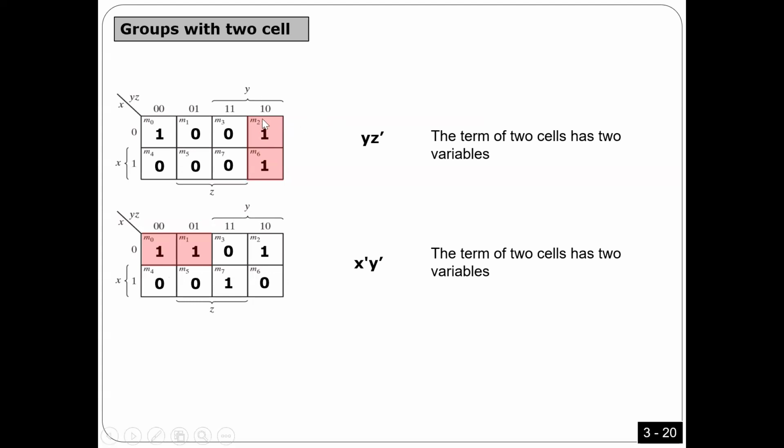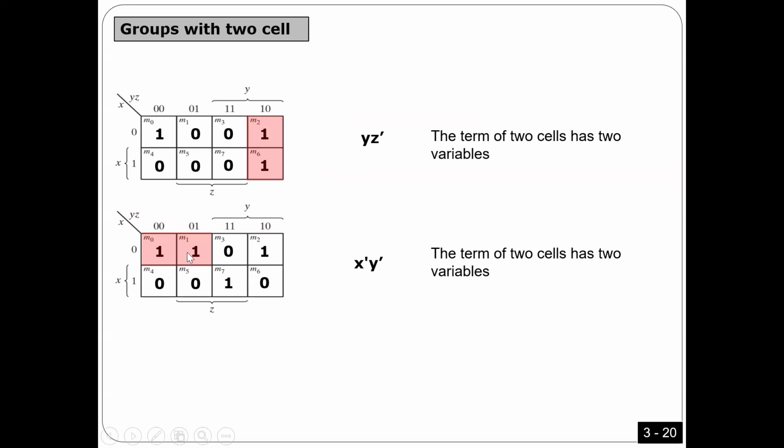Again, I'm gonna say it again. You look at these 2, they are in y, so I'm gonna write y. These 2 are in z prime, I'm gonna write z prime. But if you look at x, 1 in x, 1 in x prime. Half and half. In this case, I have to remove 1 term. When you have a group of 2, I should have 2 variables, not 3. So I have to remove 1 term.